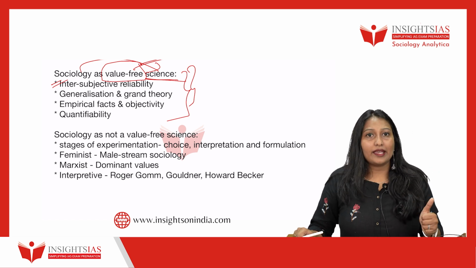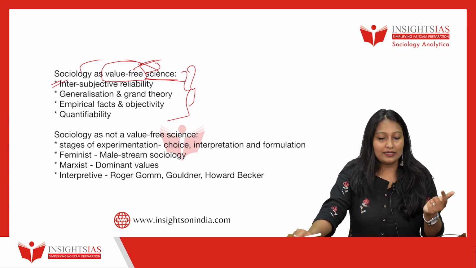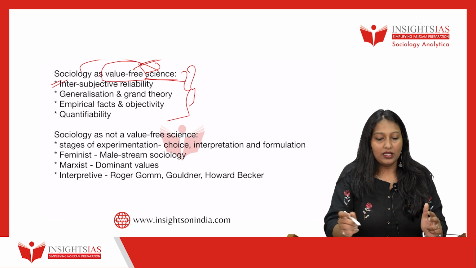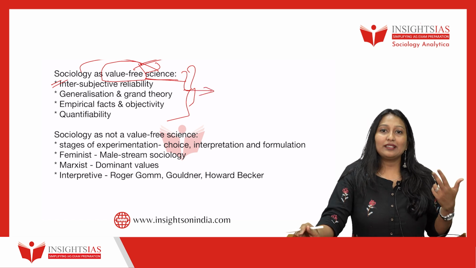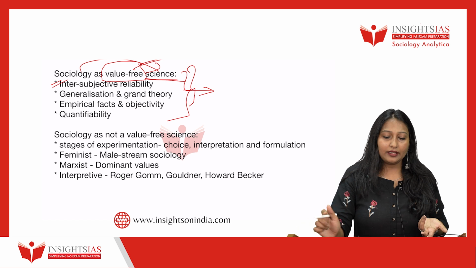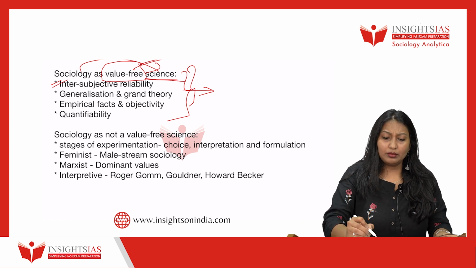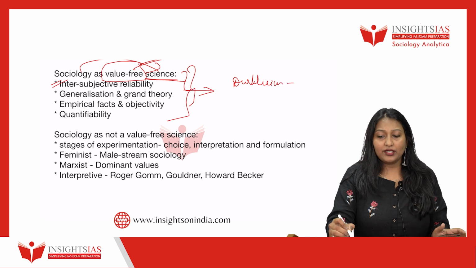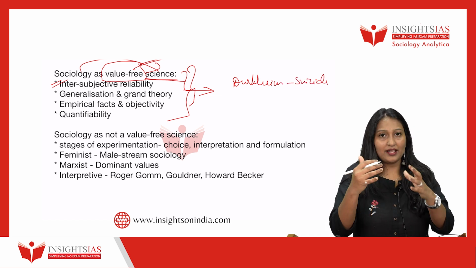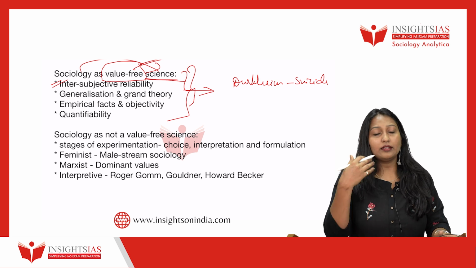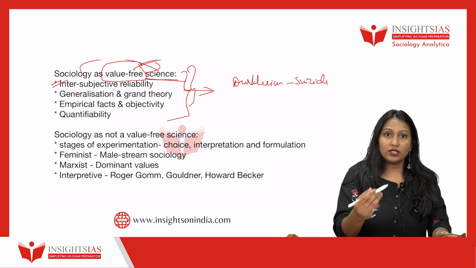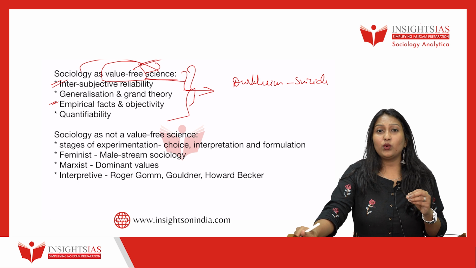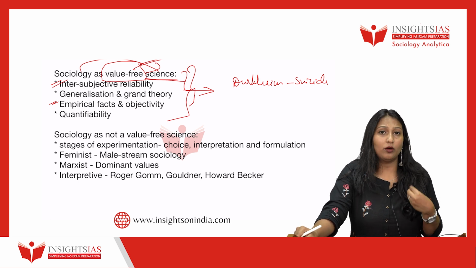So a few points: sociology has intersubjective reliability. Next, we can have generalization and grand theory from sociological understanding. For this you can give Durkheim's example, because Durkheim made a generalization in his theory of suicide. They profess that sociology should study only empirical facts, and we should maintain objectivity.